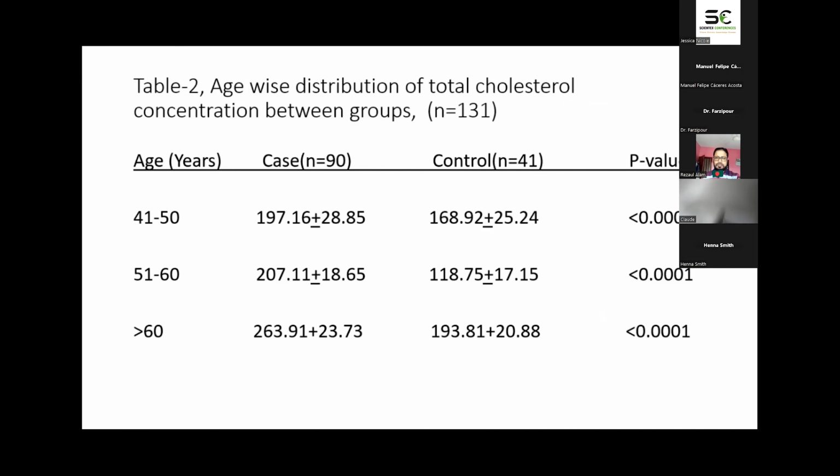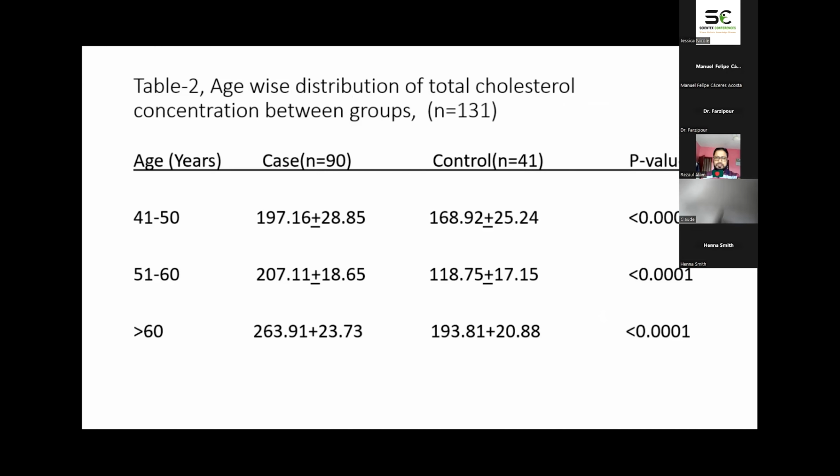p-value is less than 0.001. And in the more than 60 years age group, the total cholesterol level is 263, whereas the control group has 193, and the p-value is less than 0.001. So this is again significant.